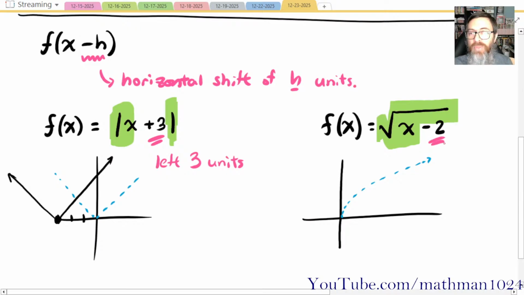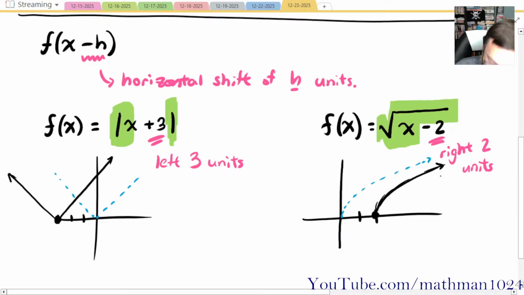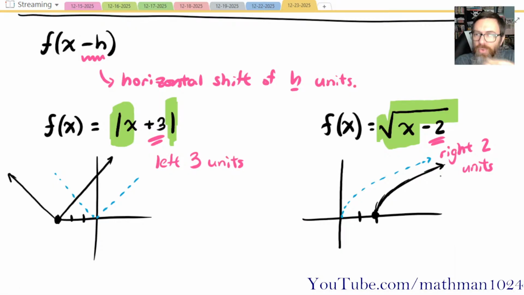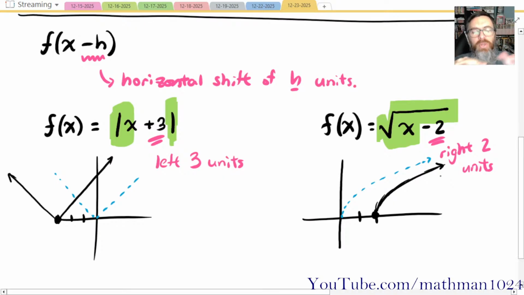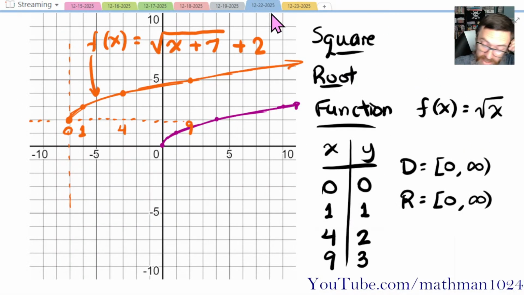This minus 2 on the inside, we're going to do the opposite of that, so we're actually going to go to the right 2 units. So I'm going to go to the right, 1, 2 units. There's going to be your starting point, and then you're going to do your graph curving out to the right. And that's all it is. Now, when we do this, if we move it to the right 2 units, we're then going to be rebuilding it from that key point.